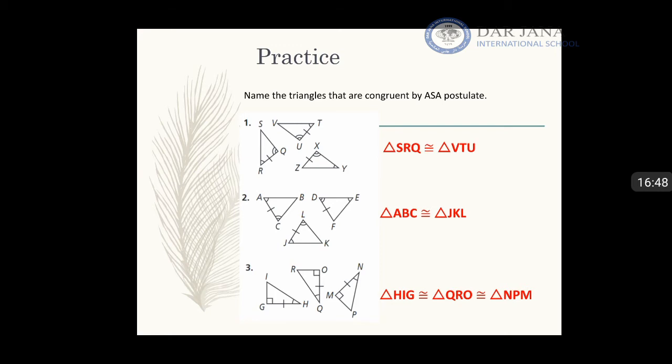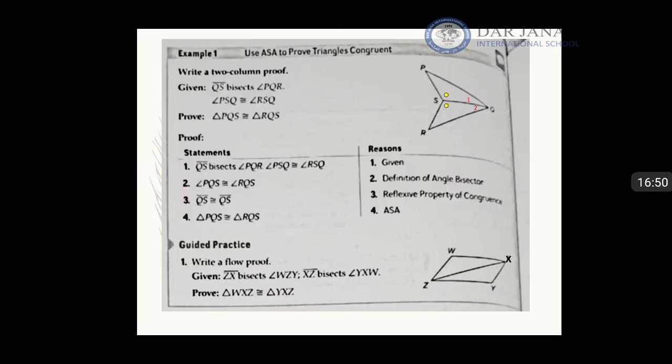So let's move now to the guided practice example number 1. Use angle side angle to prove triangles congruent. Let's see, what do we have? We have to write a two-column proof. Let's first check the given. We have QS bisects PQR. What do you mean QS bisects PQR? Let's go and check the figure.